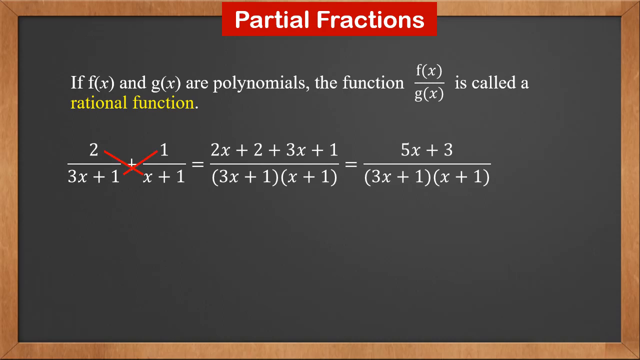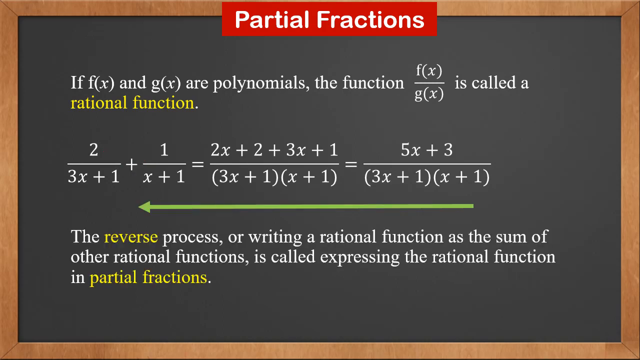We cross-multiply the numerator and the denominator. And the sum's numerator is 2(x plus 1) plus (3x plus 1). Therefore, the result is (5x plus 3) over (3x plus 1) times (x plus 1). This is also a rational function.